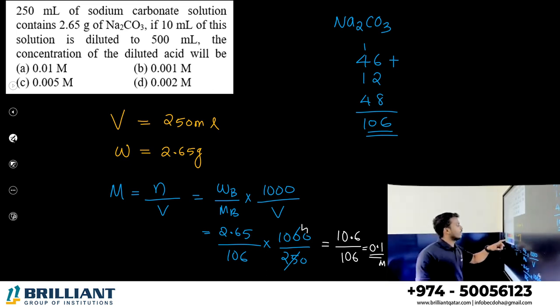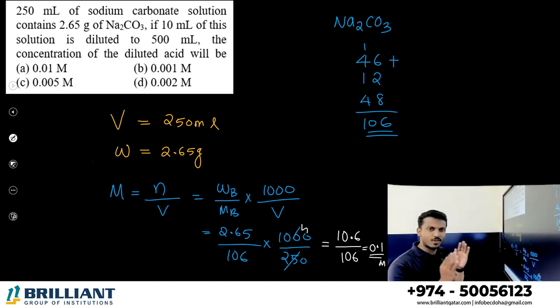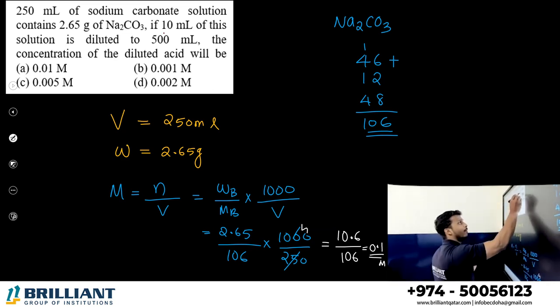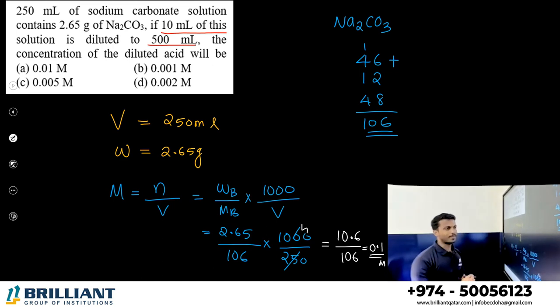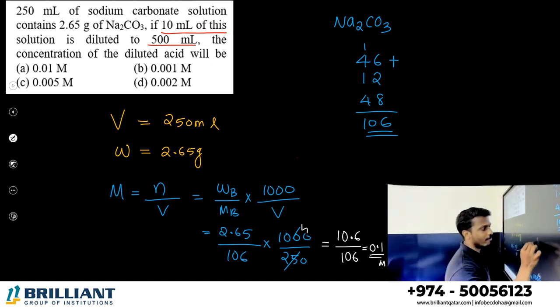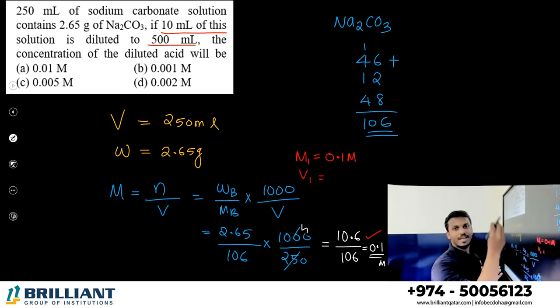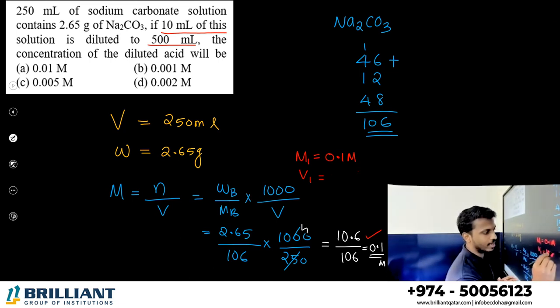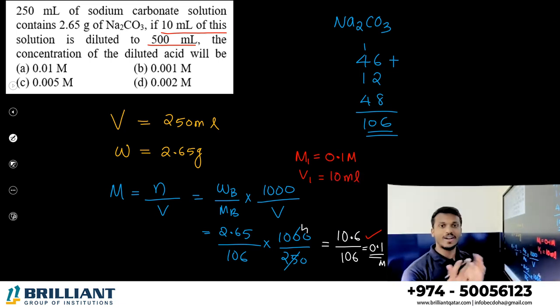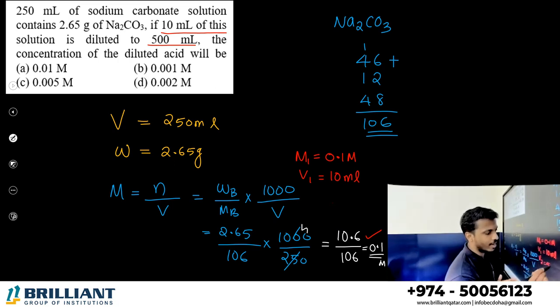0.1 molar. Now what is the question? From this solution, 10 ml is diluted to 500 ml. What is the concentration? The initial molarity M1 is equal to 0.1 molar, which we calculated. The initial volume they are taking is 10 ml of that solution, and we are making it up to 500 ml. So the final volume is 500 ml. The question is, what is the final concentration?